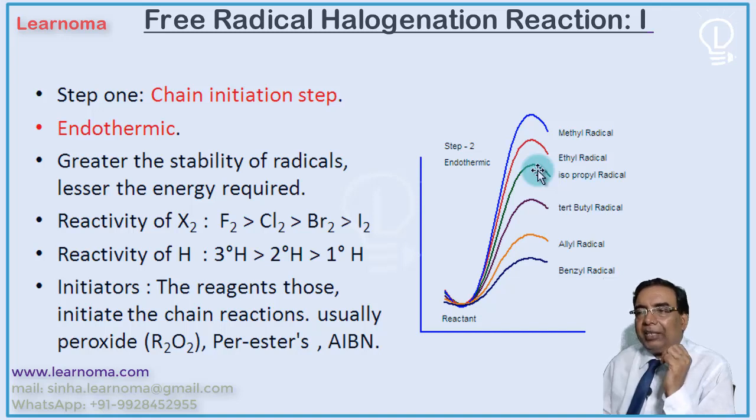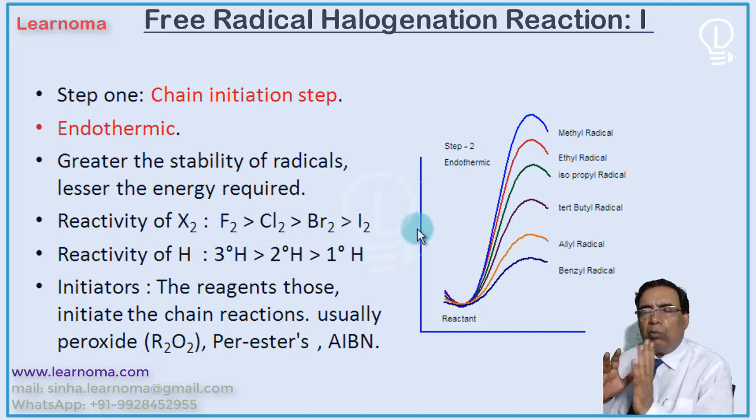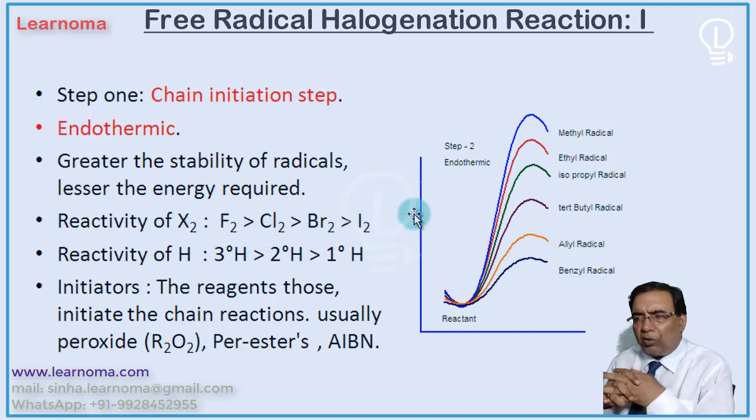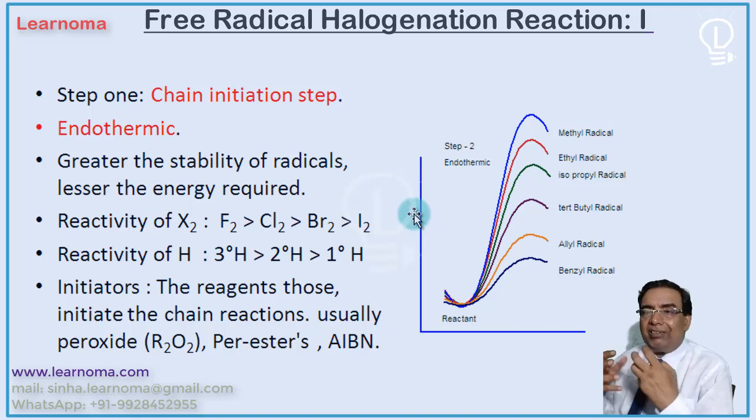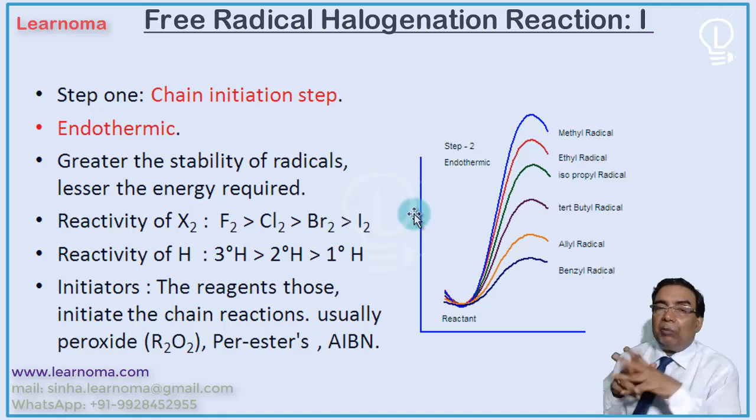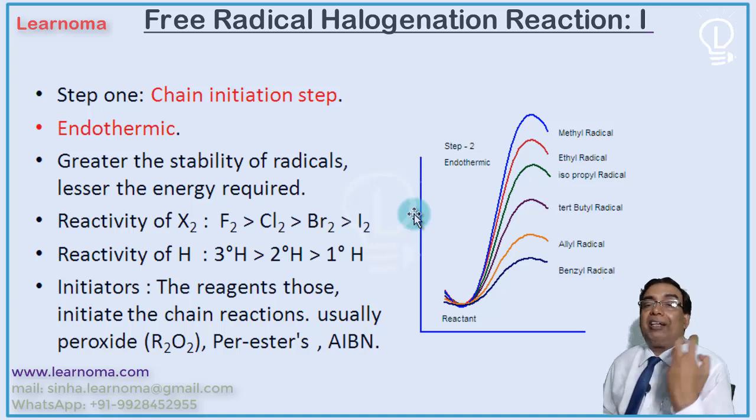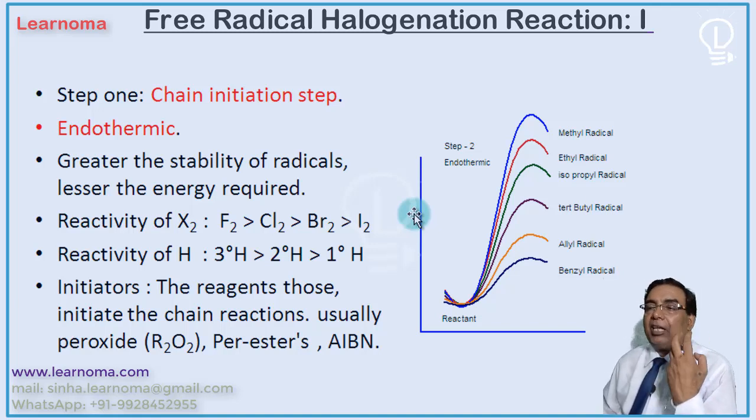See, point number 2, reactivity of halogens. Here in the overall reaction, the fluorine is much more reactive than chlorine, than bromine, than iodine. This is because of several reasons. First of all, bond energy, and second, the bulkiness, the size, the energy given to the species by the radical, and ultimately the energy of the radical produced.